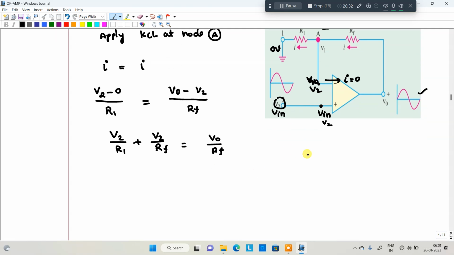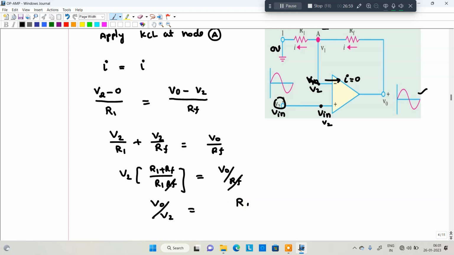So from that I can take the LCM. R1 RF is equal to R1 plus RF is equal to V0 by RF. Now this particular RF gets cancelled. So V0 by V2, that is the output, will be equivalent to R1 plus RF divided by R1. That means 1 plus RF divided by R1.